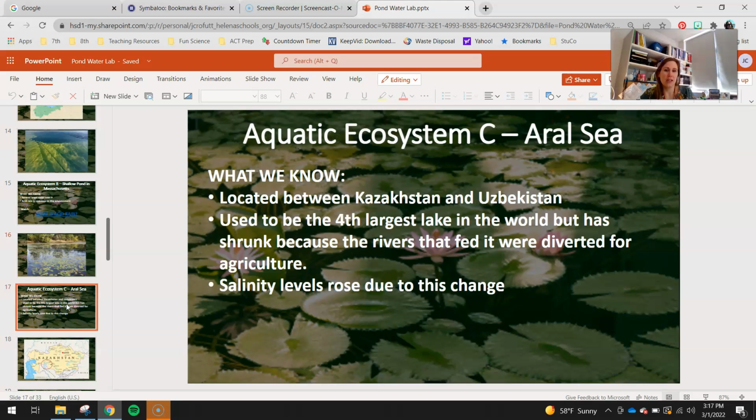And then finally, Aquatic Ecosystem C is the Aral Sea. It's located between Kazakhstan and Uzbekistan, and it used to be the 4th largest lake in the world, but then shrunk because there were 2 rivers that fed it, and they diverted those rivers to use for farming. And so they no longer had that feed of water coming into this lake, and it shrunk a lot. And because it shrunk, it wasn't getting a freshwater supply, and it became very saline, so a lot of salt in it now and minerals.